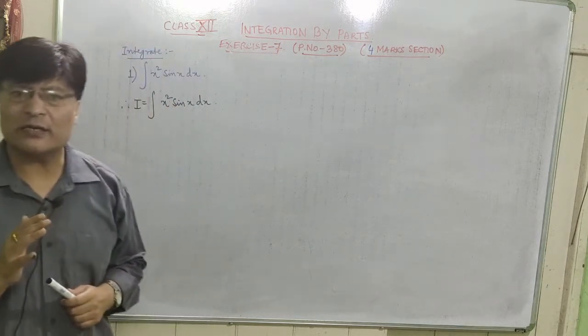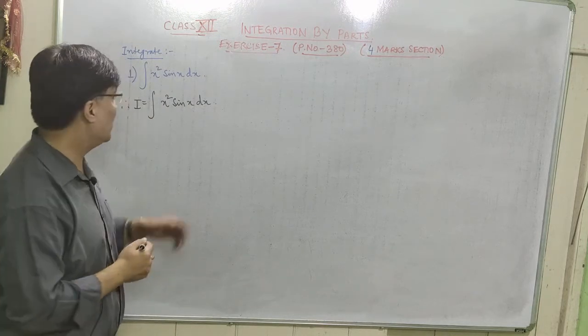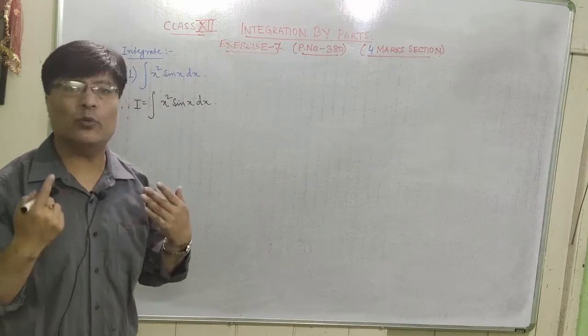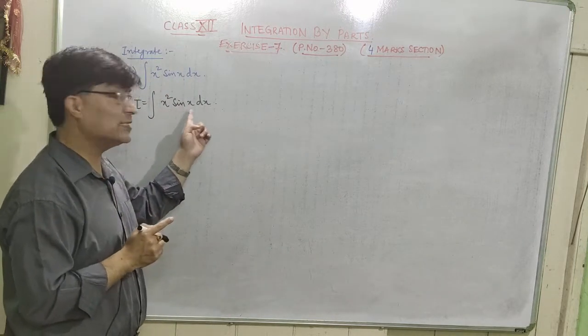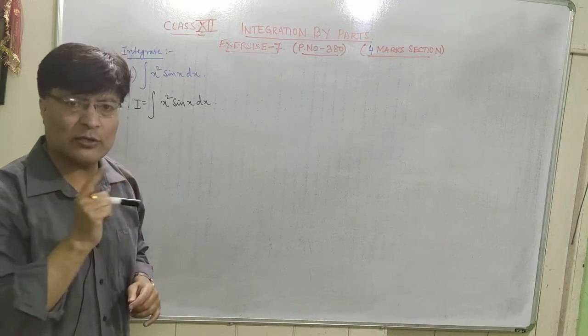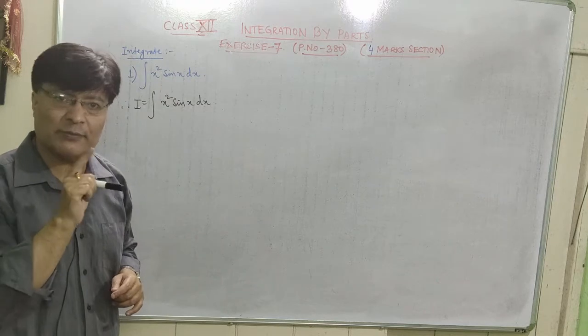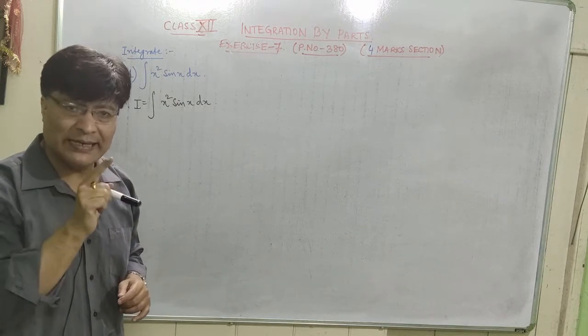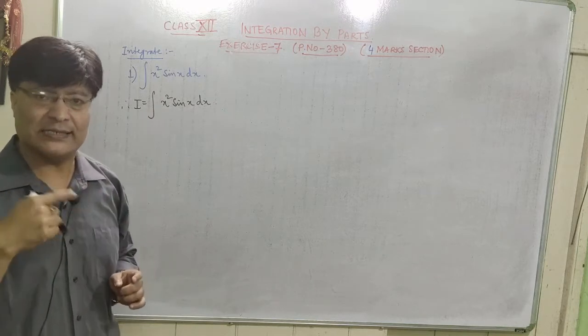So which letter comes first in the word LIATE? Which letter comes first in the word LIATE or ILATE? This is A and this is T. So in the word LIATE or ILATE, A comes first. That is, algebraic function comes first in the word LIATE or ILATE. So x square is the first function and sin x is the second function.